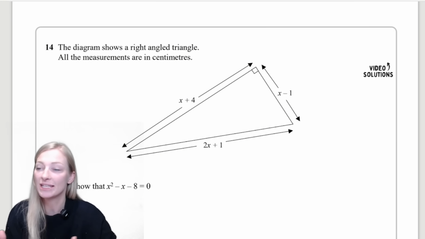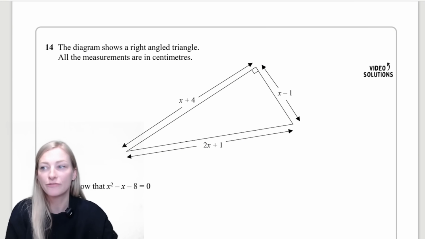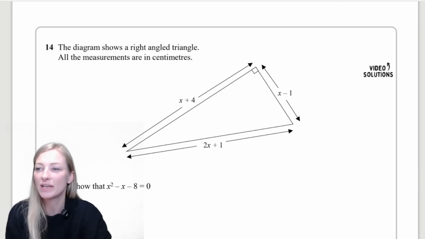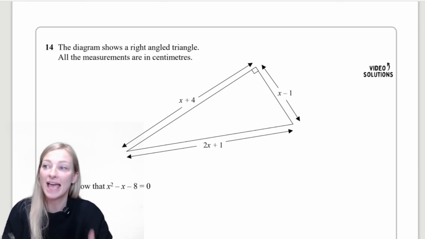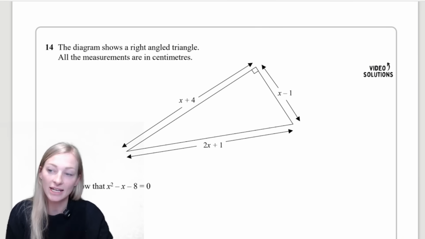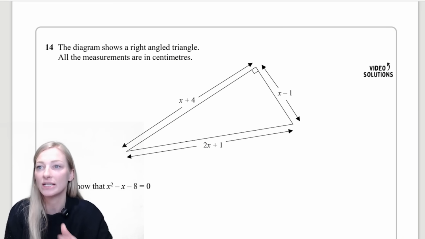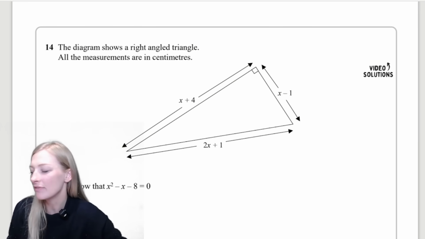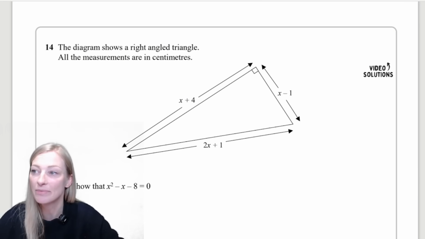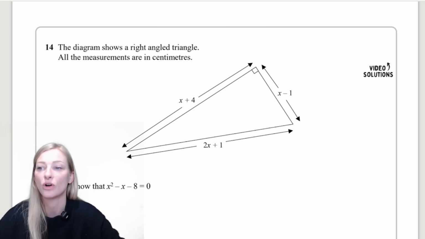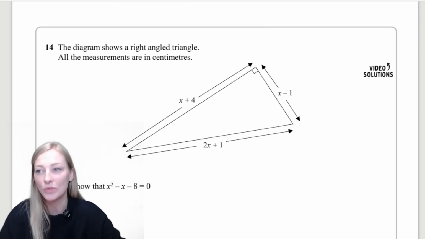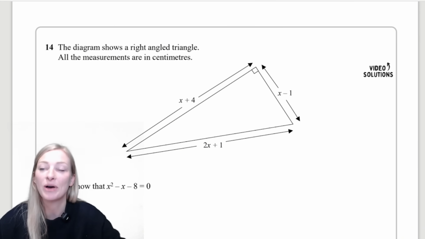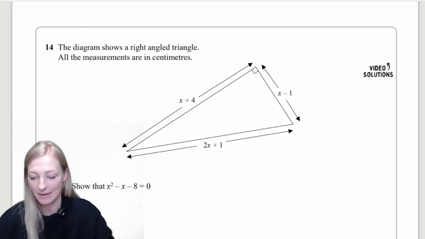Normally we need to use the information in the question to form an equation. So if it said, for example, that the area of this triangle is 30, we would say, okay, base times height divided by 2 equals 30, using the information we've got. But we're really not given anything here except for the fact that this is a right-angled triangle and we're given all 3 sides, which is making Pythagoras alarm bells ring in my head.